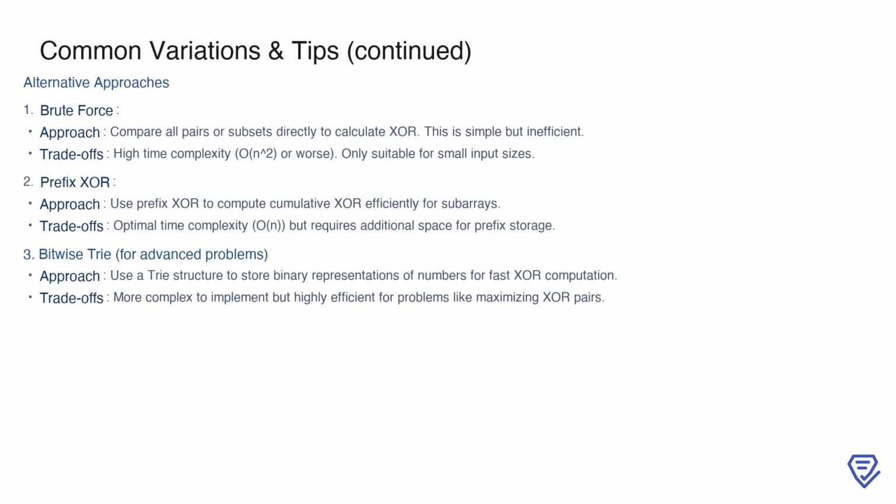For more advanced XOR problems, such as maximizing XOR pairs, a bitwise tree can be used. This structure stores the binary representations of numbers, enabling fast XOR computations. While tree-based solutions are highly efficient, they are more complex to implement and may not be necessary for simpler problems. By understanding these approaches and their trade-offs, you can choose the most suitable method for any XOR-related challenge.